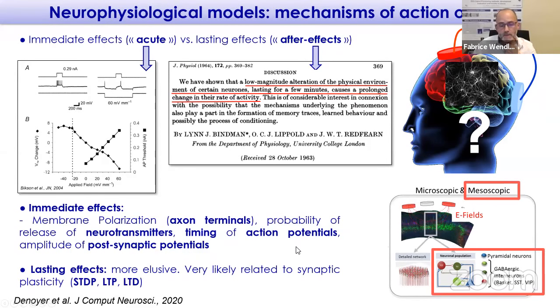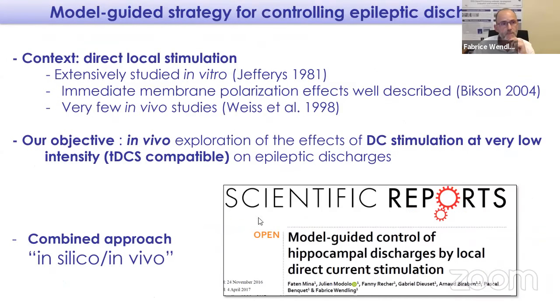So in the second part of this talk, I would like to show you some work that we've done using in silico models, neuronal population models, to get some insights into epileptiform activities recorded in mice, and into a stimulation protocol that could be used to achieve some therapeutic effects. So this is this study.